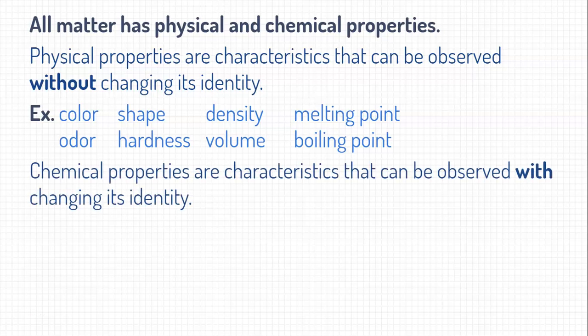Now, on the other hand, chemical properties are characteristics that can be observed with changes in identity. So if a certain scenario is an observation, but there is going to be a change in what it is, it's going to be a chemical property. And examples are flammability. Does it burn? Right? When you burn something, it's a different substance now. You can't get that back.